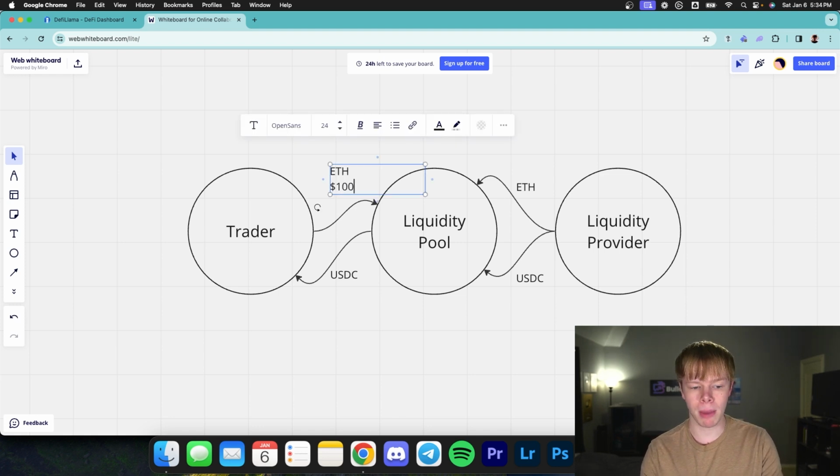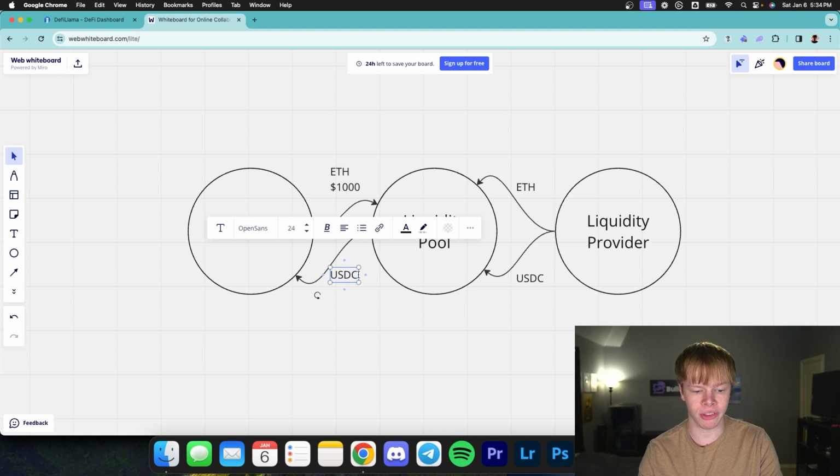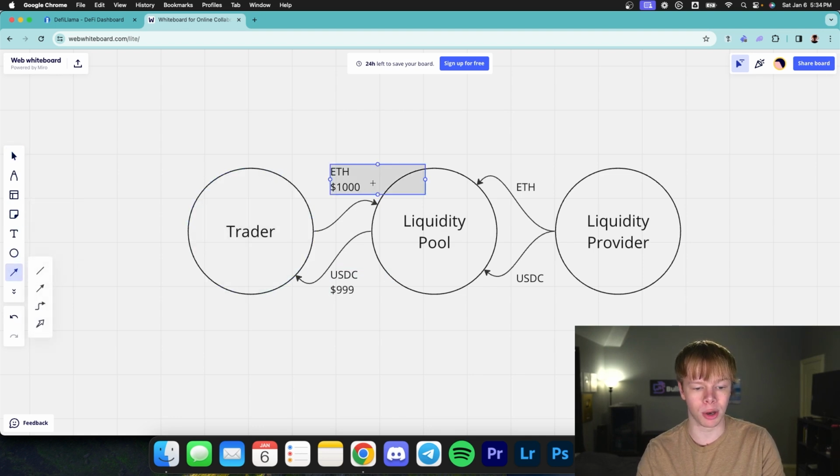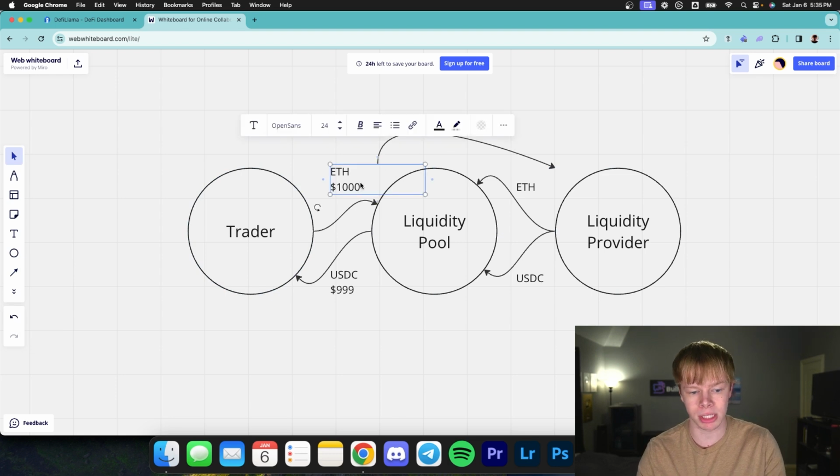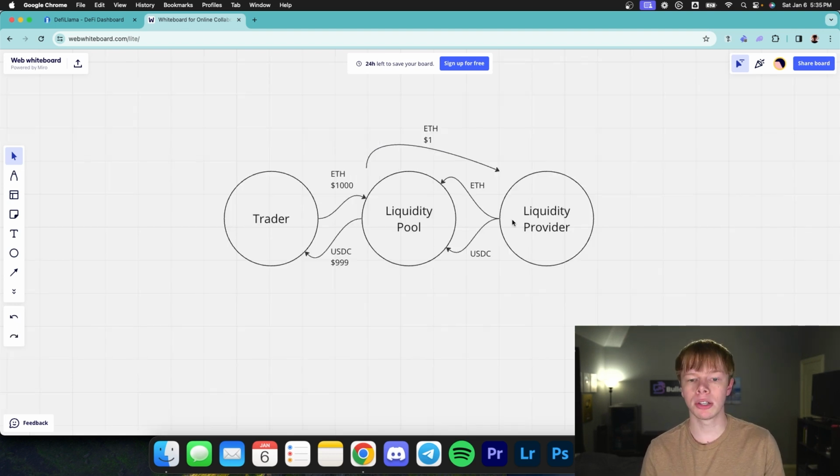But additionally, this person might put up, let's just say, $1,000 worth of Ethereum, and they might take out $999 of USDC. That additional $1 is going to go to the liquidity provider over here, the person that is making all of this possible. And that's going to be paid out to the liquidity provider in the asset that initially got inputted. So in this case, Ethereum.